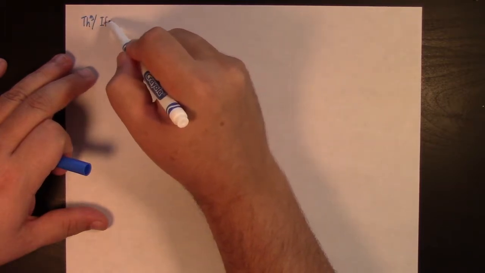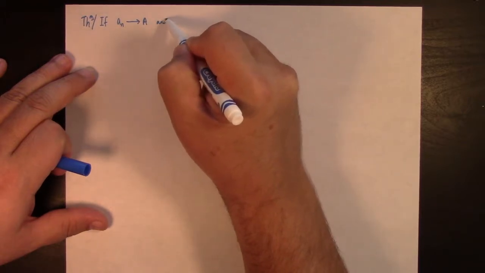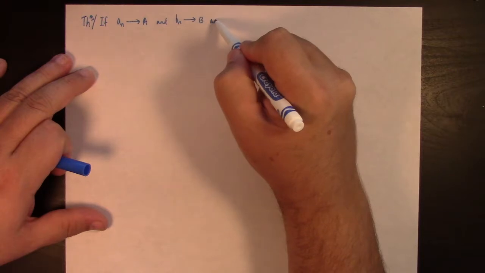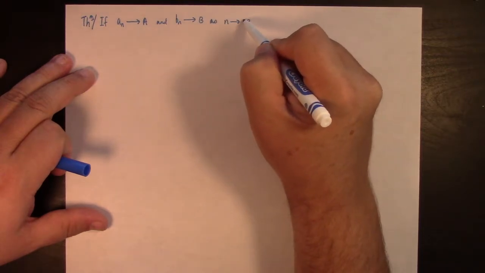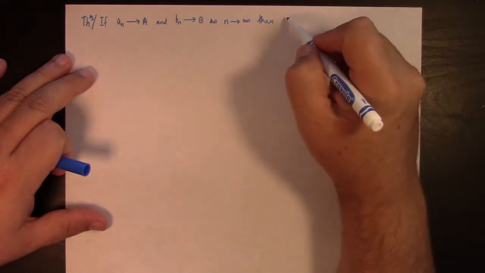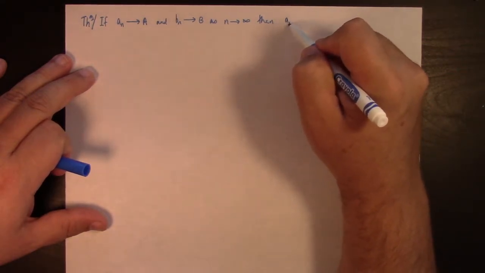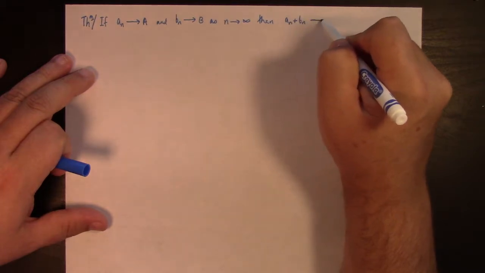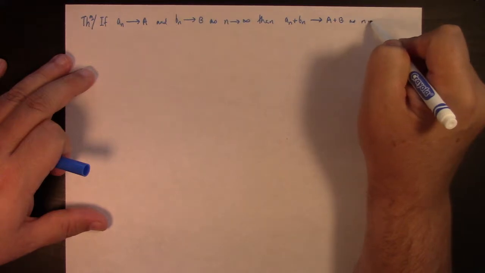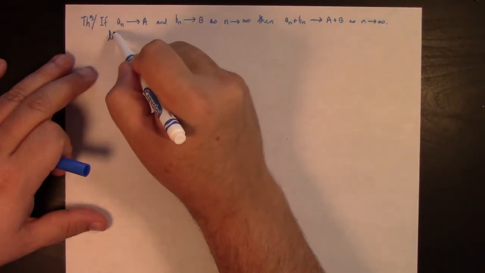If a sub n goes to a and b sub n goes to b as n goes to infinity, then the sum, right, a sub n plus b sub n goes to a plus b as n goes to infinity. Of course, we could write this with limit notation instead.